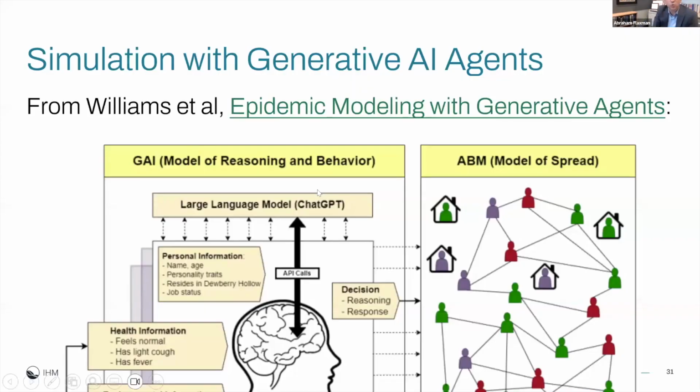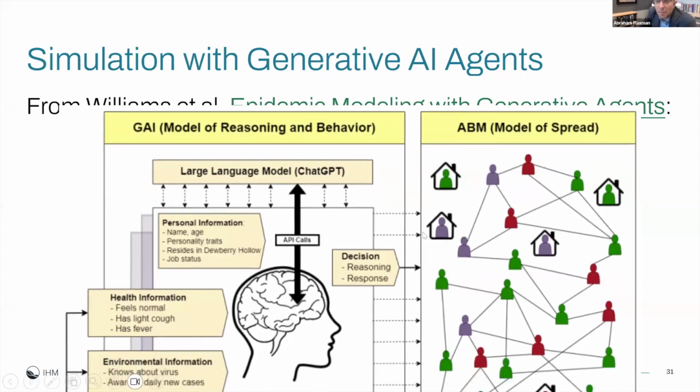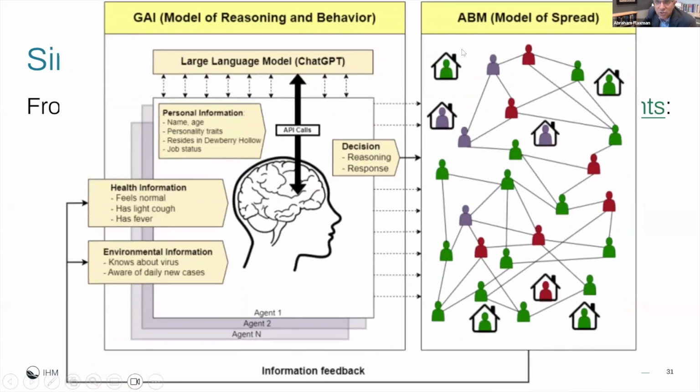And I haven't seen much work on this yet using generative AI, but there's one paper that's crossed my desk recently from a team at Virginia Tech, Williams et al., in a paper called Epidemic Modeling with Generative Agents, who combine these in a pretty interesting way. On the right-hand side, they have a kind of traditional agent-based, individual-based model of spread of an infectious disease, where individuals are in a network, and if one of them is infectious, then there's a risk of transmitting to the ones who are susceptible to disease.